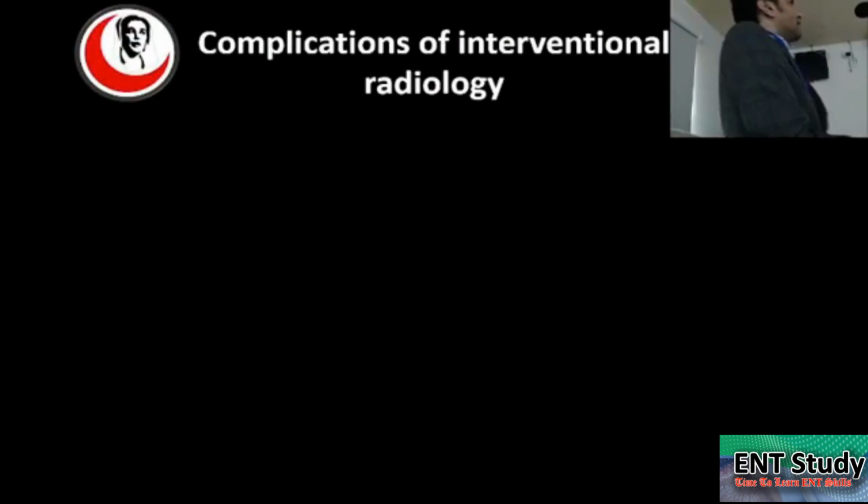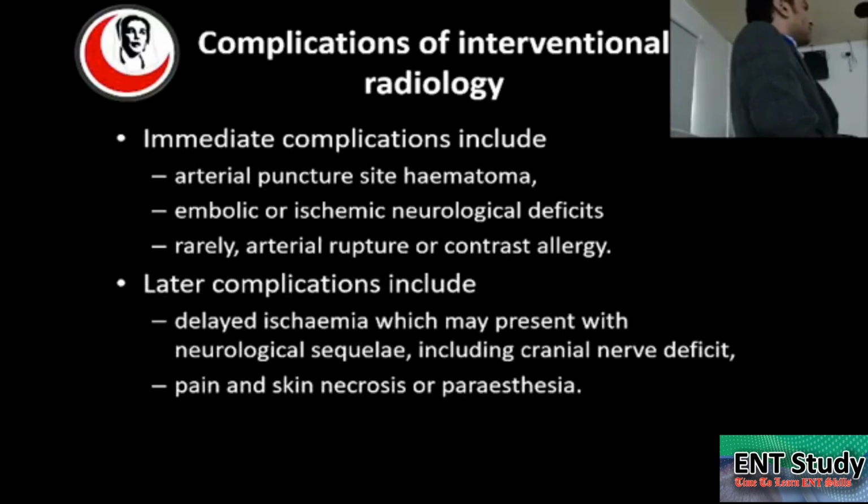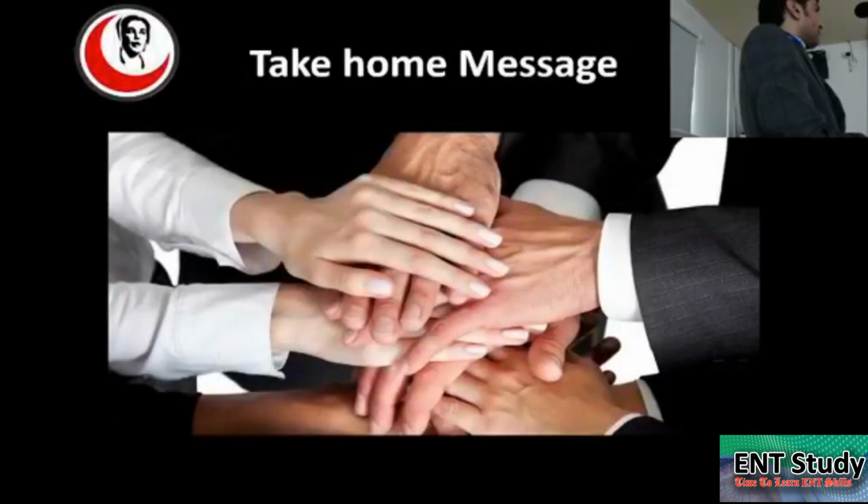Complications of IR. They are the immediate and the late complications. Immediate can be hematomas at the puncture site, embolic or ischemic neurologic deficit, and sometimes arterial rupture or contrast allergies. Late complications are ischemias, pain, skin necrosis, or paresthesia. And sometimes infections, mostly the vein infection around the stent, it is very dangerous.